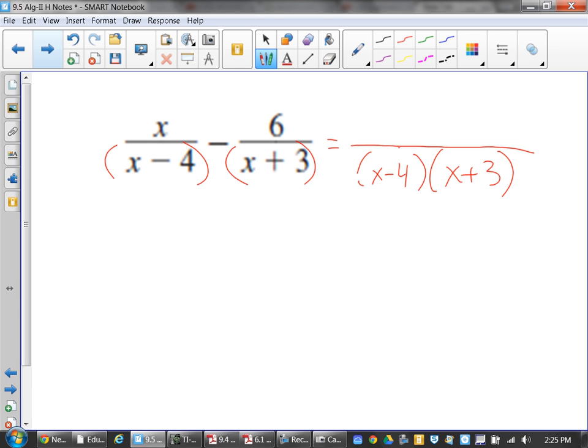What's the first fraction missing? Missing an x plus 3. The other fraction is missing. Distribute out.